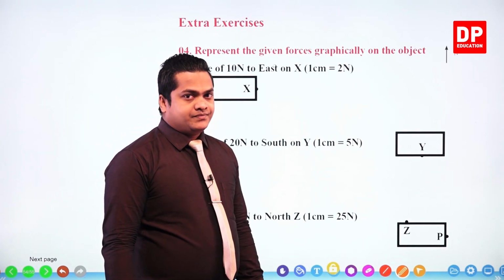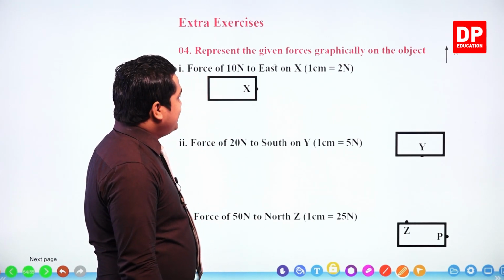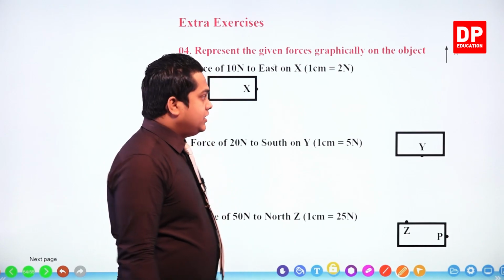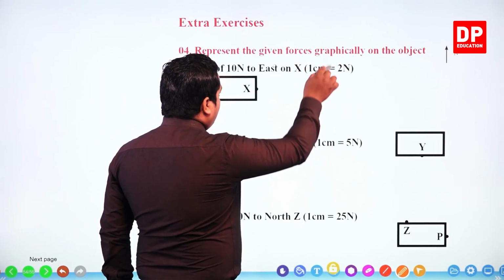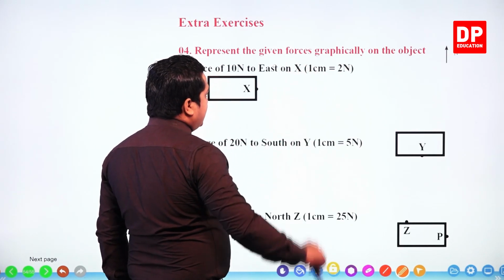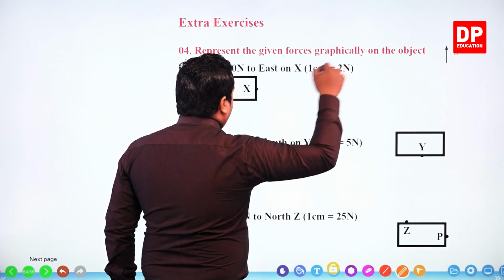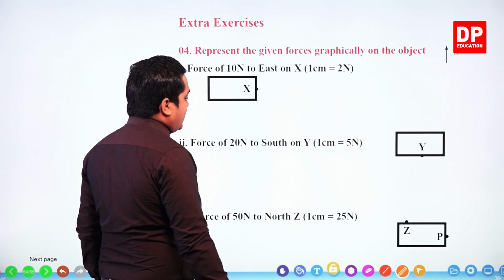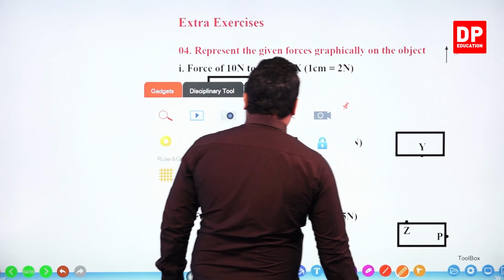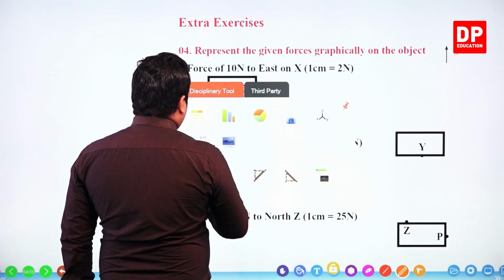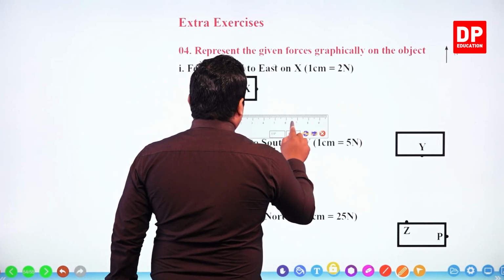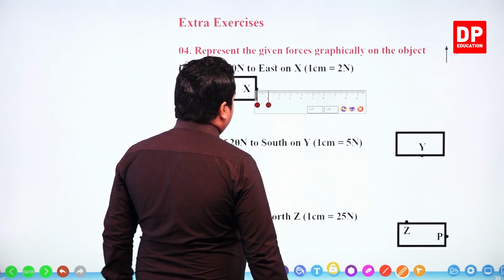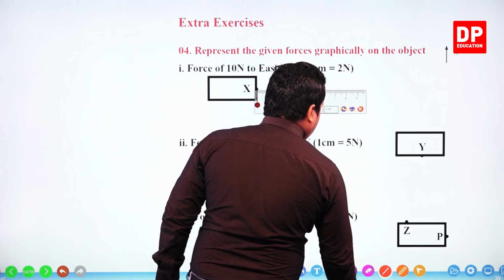So we'll use the ruler. You have to represent 10 Newton. 1 centimeter is equal to 2 Newton, which means you need to divide 10 by 2 to find the centimeter value. So it's equal to 5 centimeters. East means that direction. If up is north, then the right hand side should be east. So take the ruler. Always remember you have to use the ruler, my dear children. Place the ruler like this on point X. Get a 5 centimeter line.